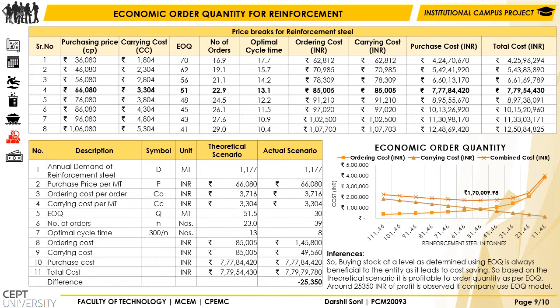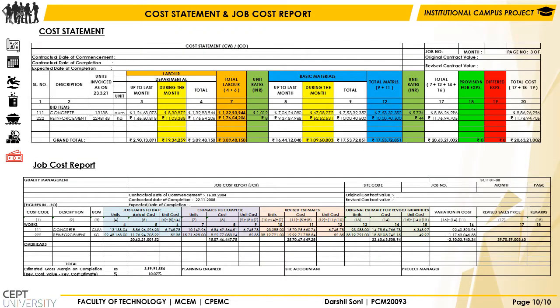This graph shows EOQ at the point where the combined cost is the lowest and the ordering cost and the carrying cost are equal. So buying stock at the level determined by the EOQ using theoretical calculation is always beneficial to the entity as it leads to cost saving. Around 25,000 rupees of profit is observed if the company uses this EOQ model.